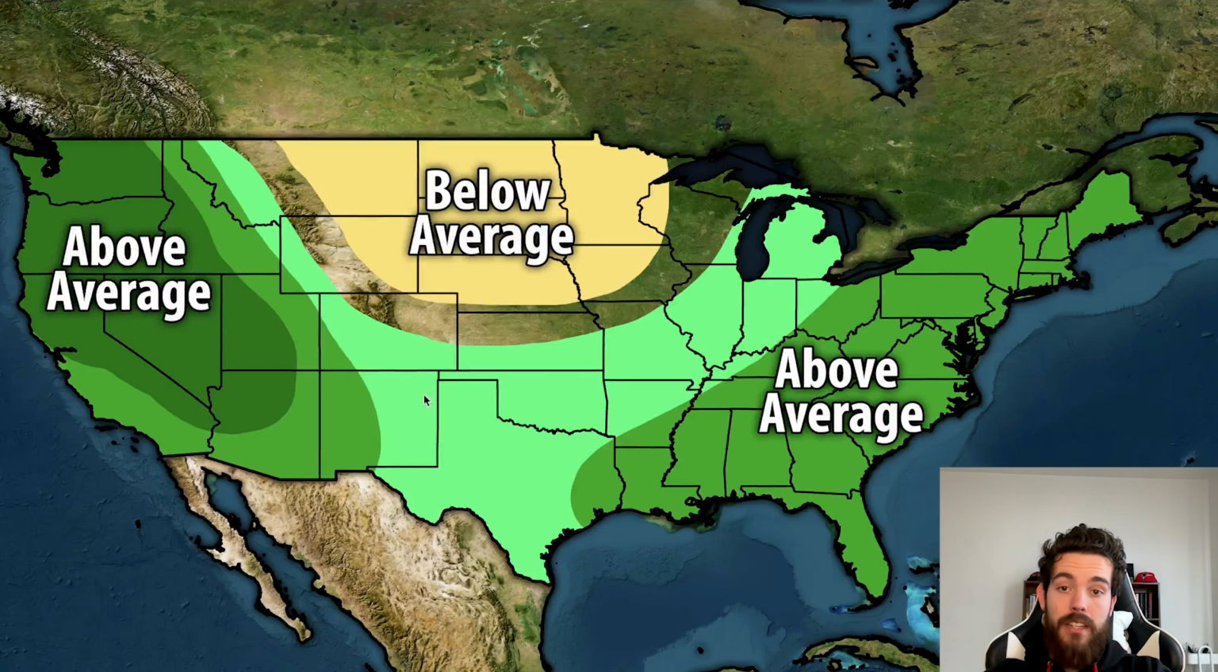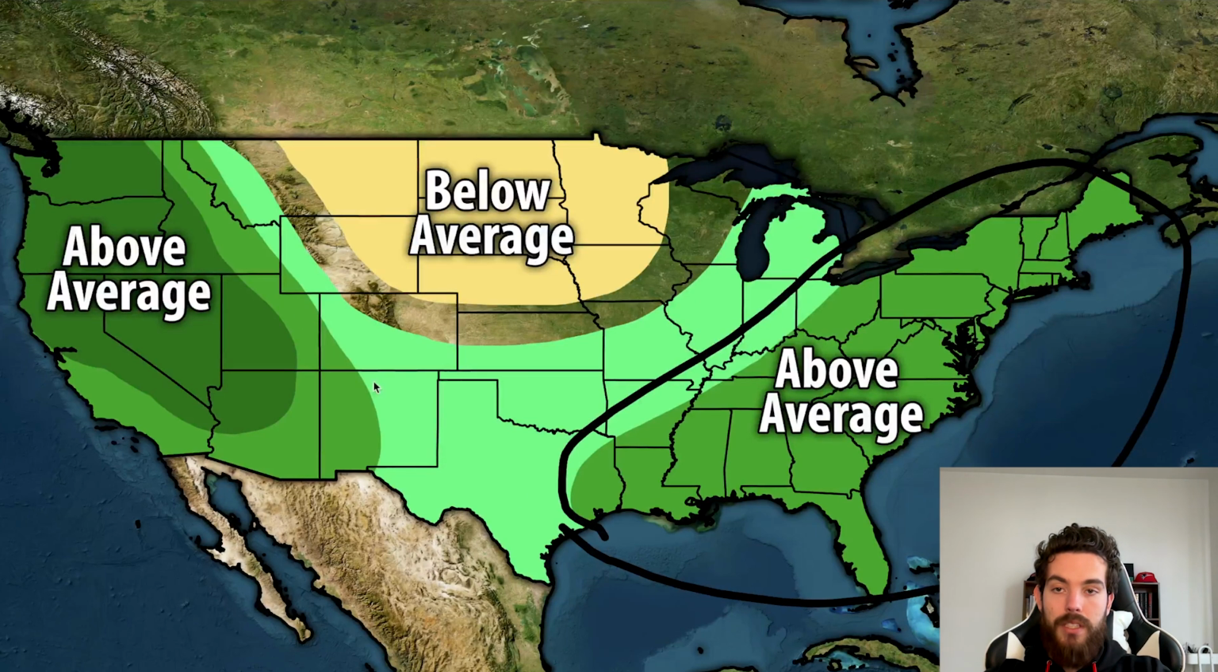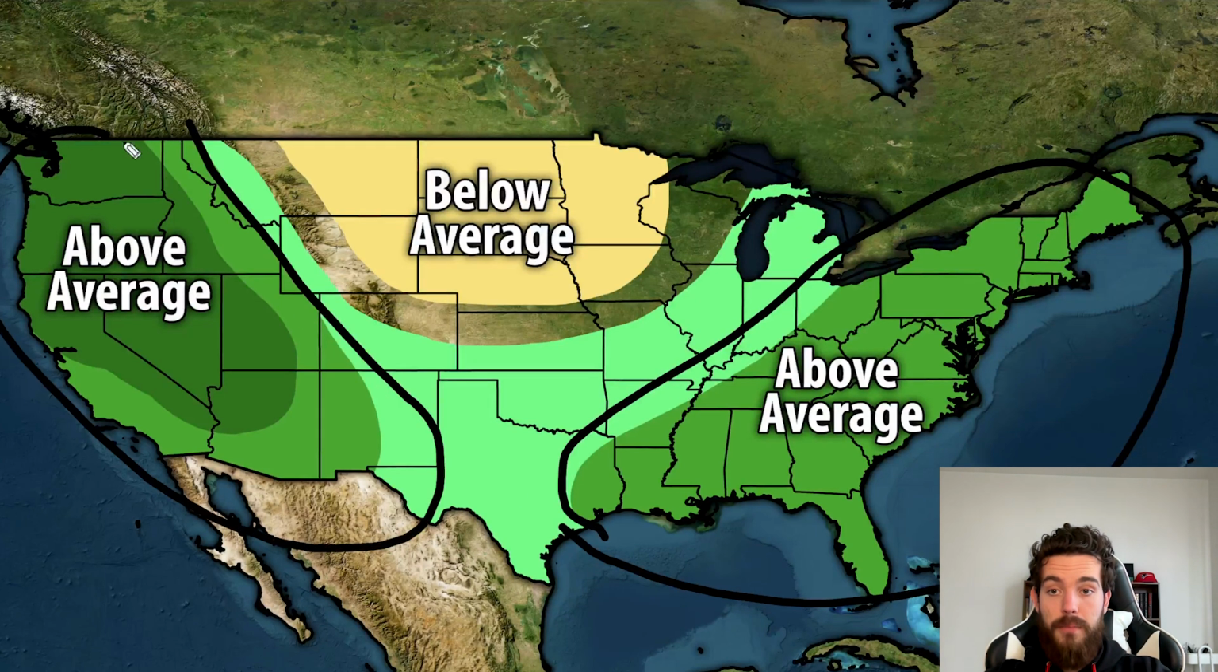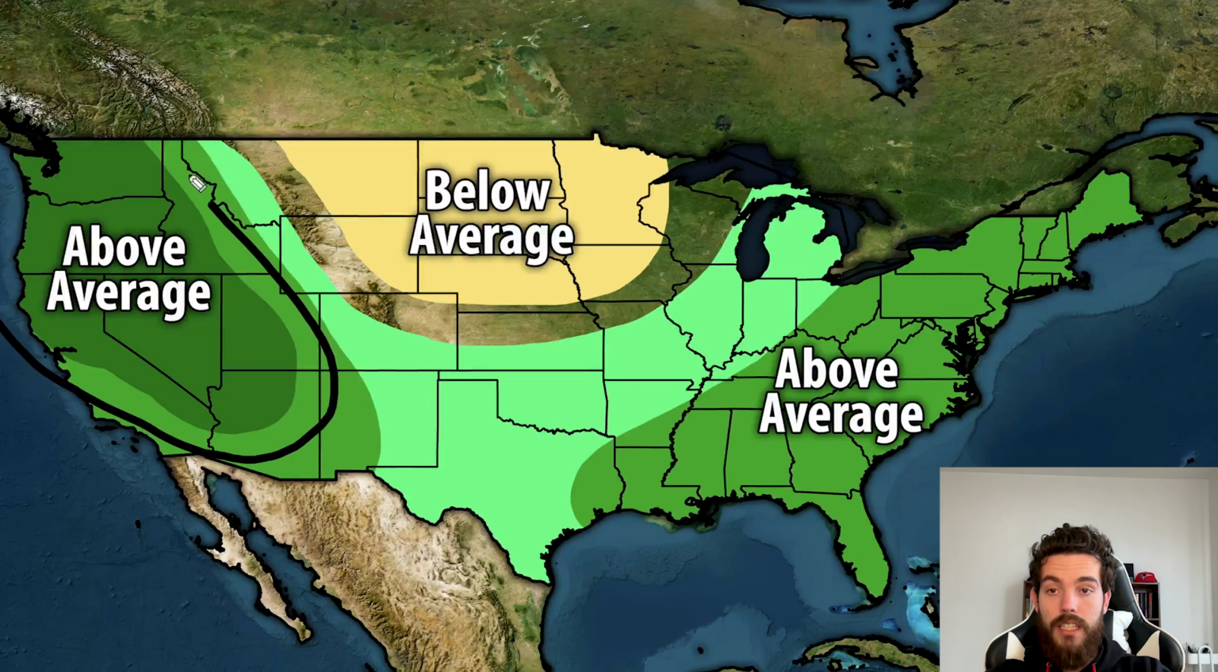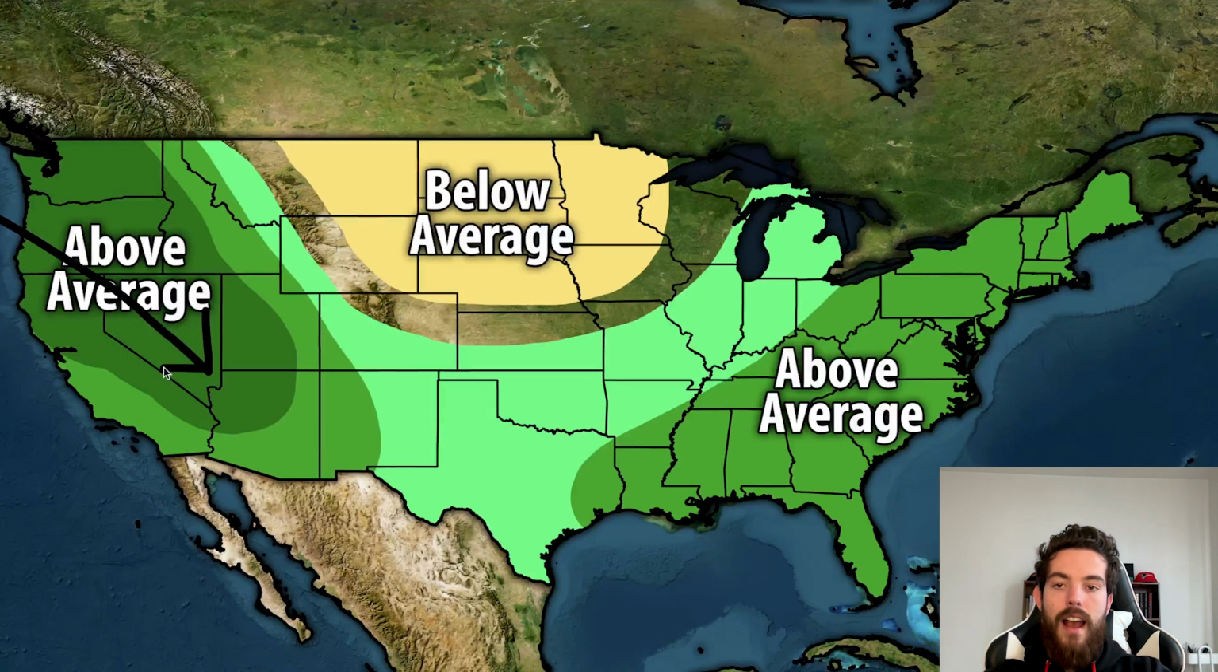By the way, the lighter green here is where we expect pretty above average precipitation. The medium green here is where we expect a really good chance at above average precipitation. And the darkest green here is where we're almost entirely sure that there will be above average precipitation overall. So confidence is sky high for this area here out west.